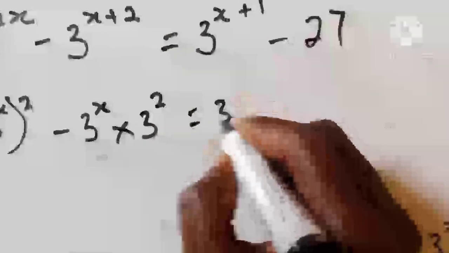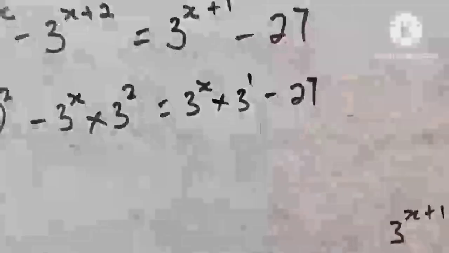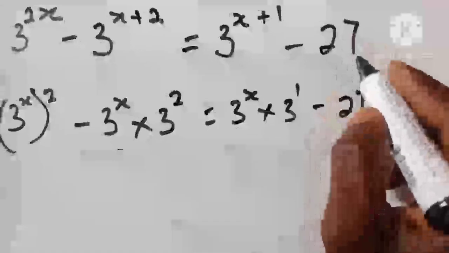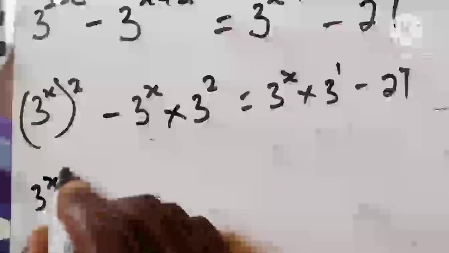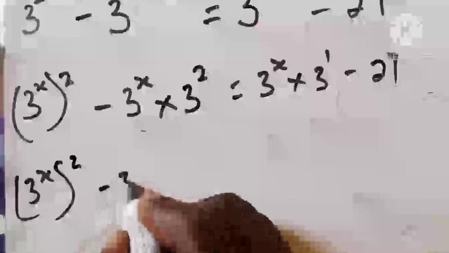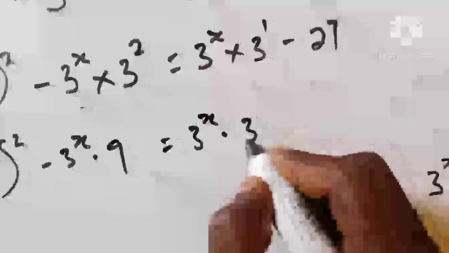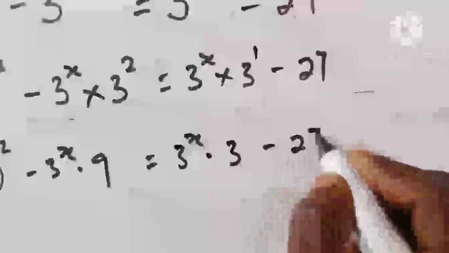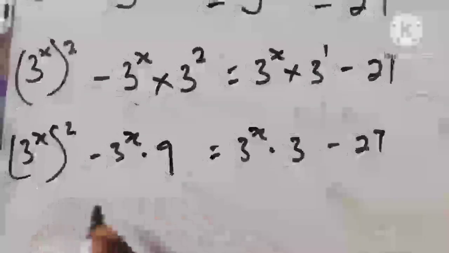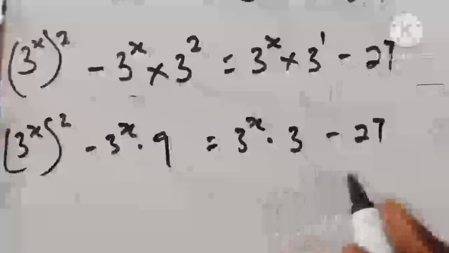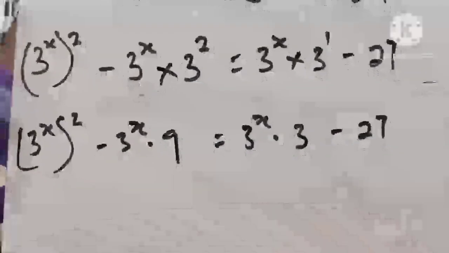The same thing goes here. So you have 3^x and then multiply by 3 raised to the power 1, minus 27, right? Remember, we are not doing anything to this here. Here we are going to have (3^x) everything squared minus 3^x, and then that tends to be 9, so that's equal to 3. This should also be 3, and then minus 27. Is that okay? So what are we going to do at this point? We make sure that we group everything, send everything to the left hand side of the equation and see if we can get our quadratic equation.